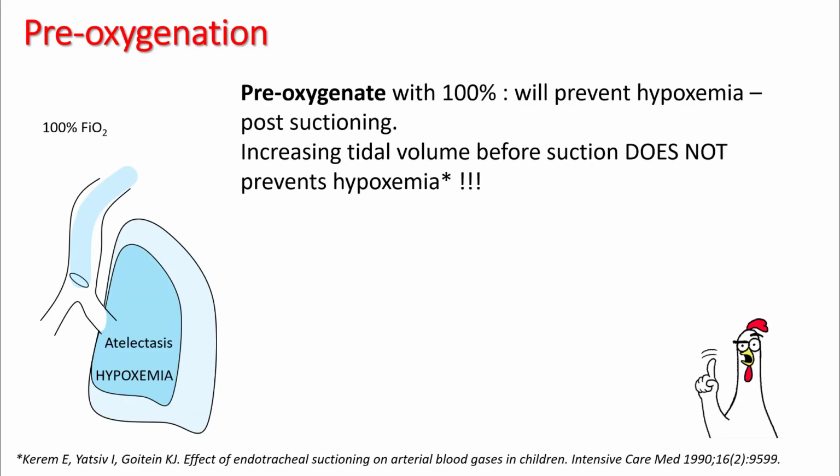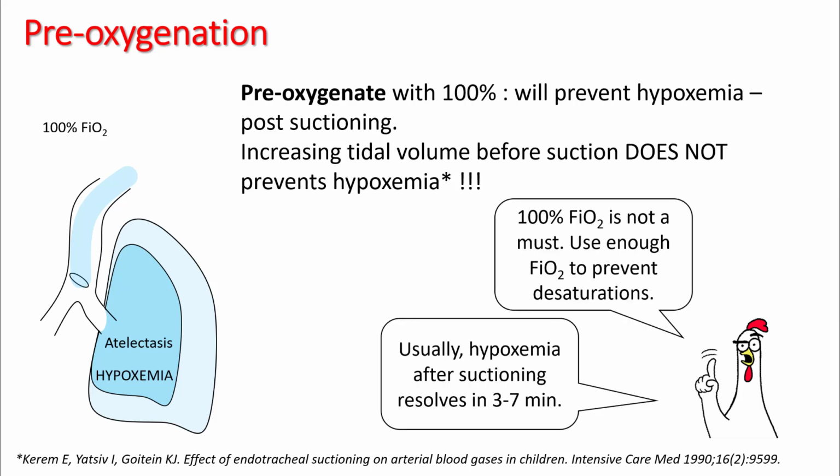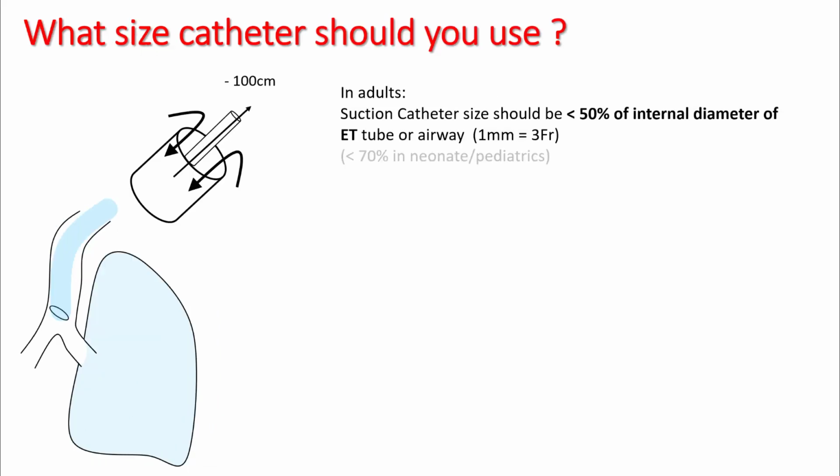Pre-oxygenation is important as it will prevent your hypoxemia after suctioning. Increasing the tidal volume before suction does not prevent hypoxemia. However, using 100% FiO2 is not a must. Just use enough FiO2 to prevent desaturation after suctioning. Usually, most of the hypoxemia after the suctioning will resolve in 3 to 7 minutes.